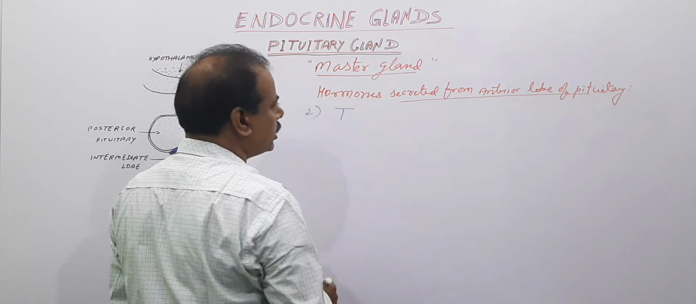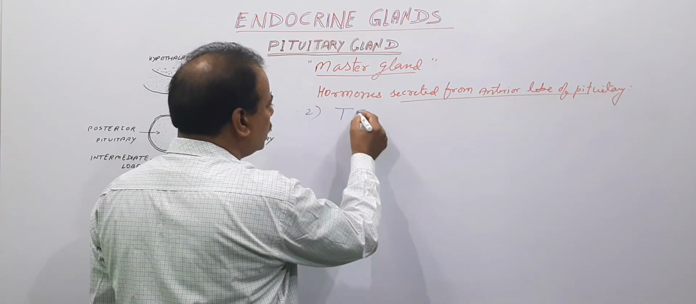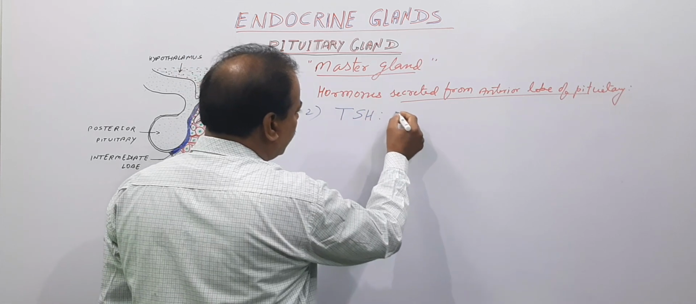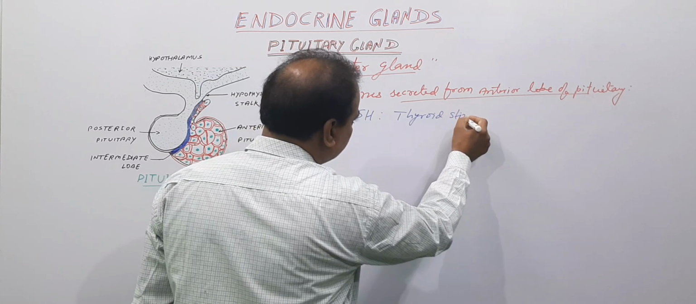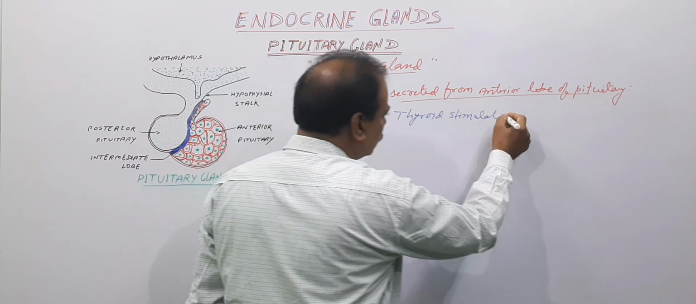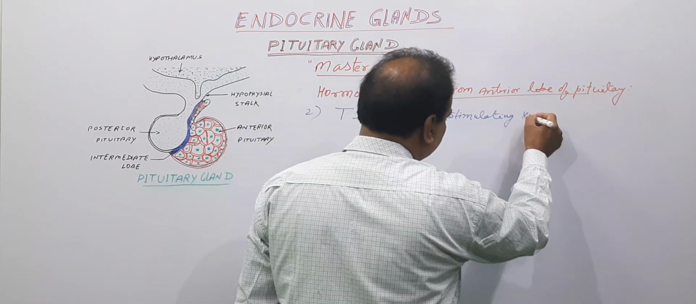Next hormone secreted from the anterior lobe is TSH, thyroid stimulating hormone.